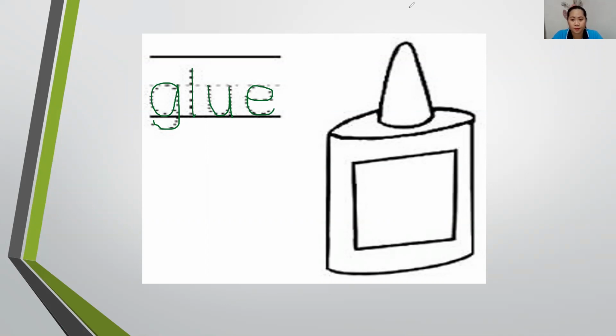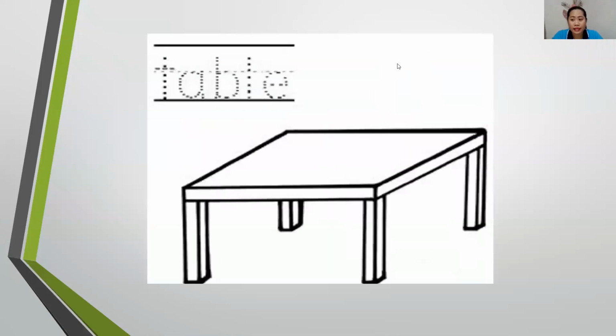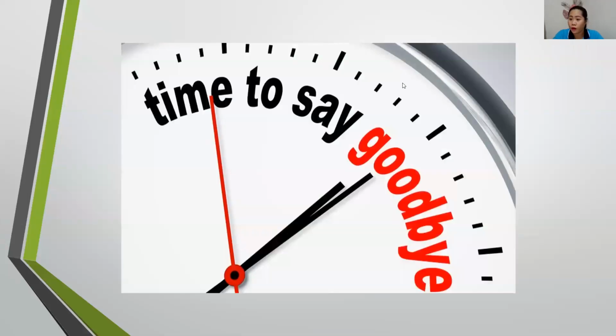The next one is table. Do you have a table? Here, a table, right? A table is where you can put things and where you can eat. Table spells T, A, B, L, E. Okay, table. So that's the table. And then, oh, that's all.